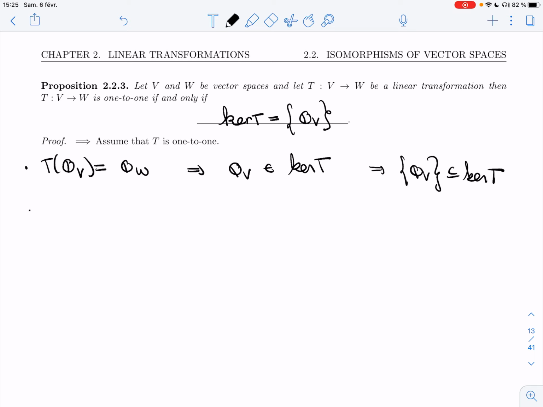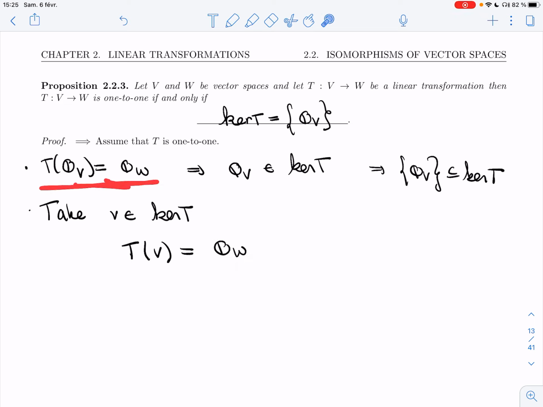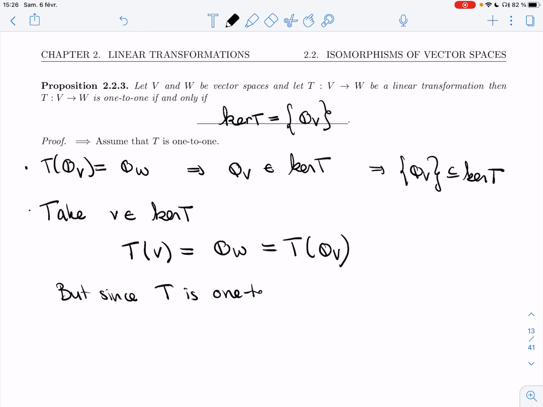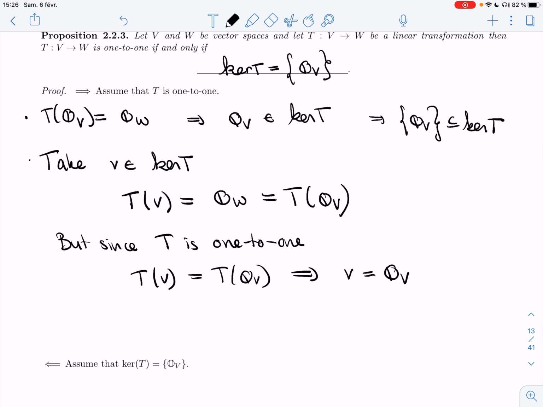And then I want to prove the opposite, so I'm going to take an element V in the kernel of T. I want to prove that it is the zero element. So T of V is 0. That's what it means to be in the kernel. But that was the same as T of 0. So V and 0 are both sent to the same element. But since T is one-to-one, T of V equals T of 0_V implies that V equals 0_V. If two elements are sent to the same one, then they're equal.